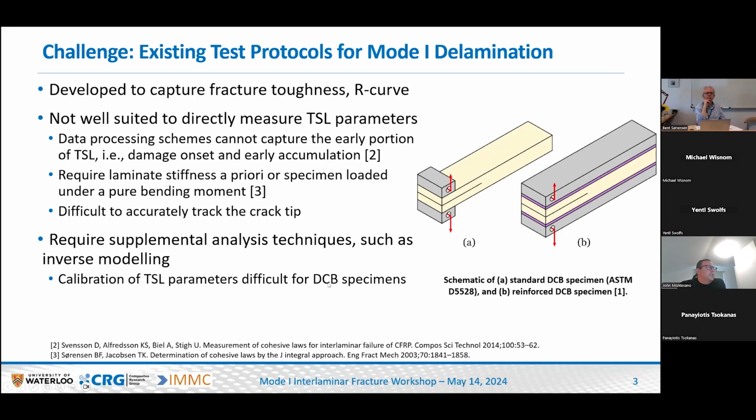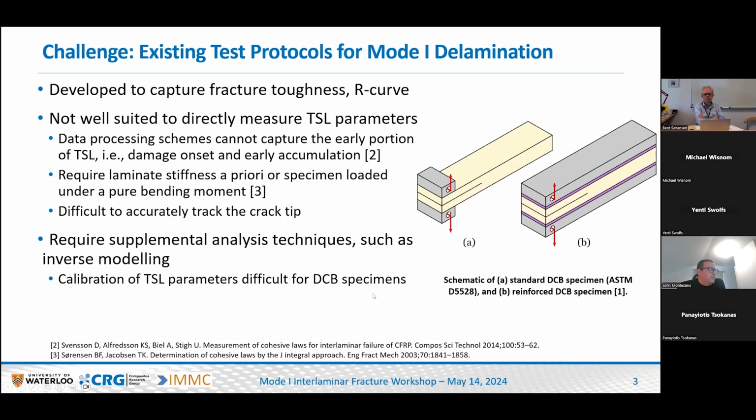One of the challenges with these larger samples is that the data processing schemes cannot capture the early portion of the traction separation law. So this was the onset and accumulation of damage. And also it's very difficult to accurately track the crack tip given the length of these samples. As a result, for example, for a DCB specimen, and we saw that in the previous presentation, we require supplementary analysis techniques, such as inverse modeling, to effectively calibrate traction separation law parameters.